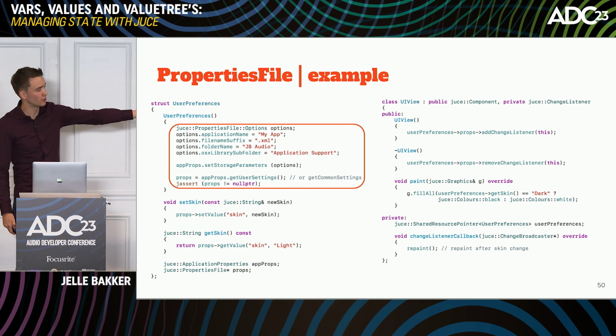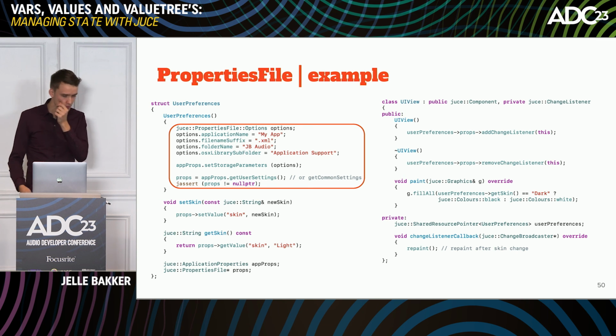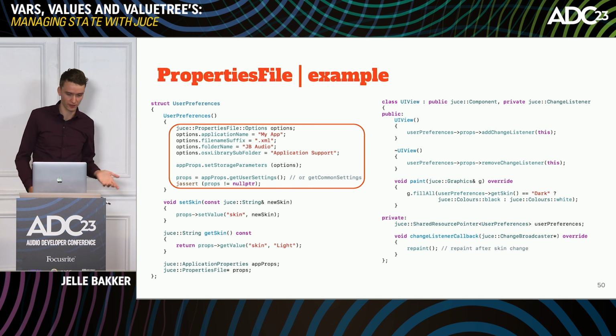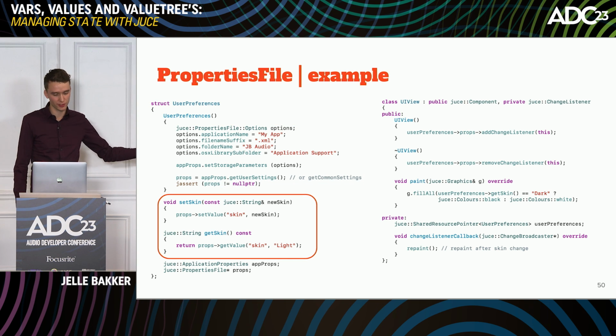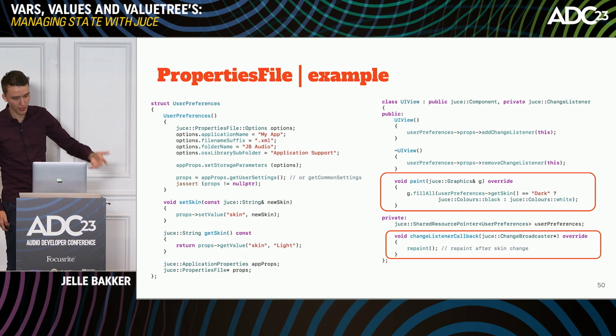I'm using ApplicationProperties, which is sort of a wrapper around property file. It's not very relevant for this talk, but it's just a small wrapper around it. So I have two wrappers. Unfortunately, there's no cached value similar thing yet for property file, so I just have a getter and setter. And yeah, this is how I would use it in some UI thing.